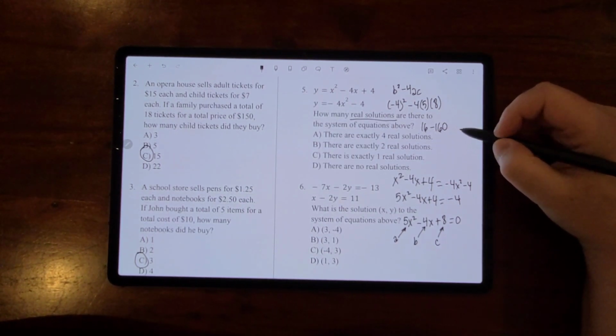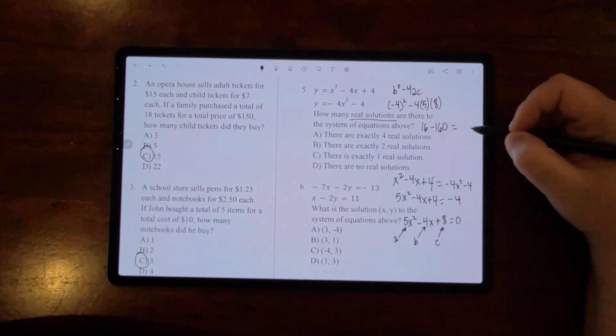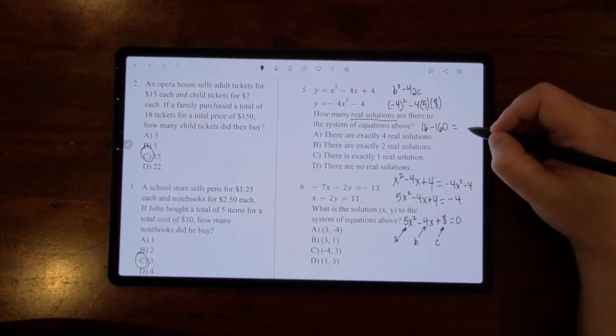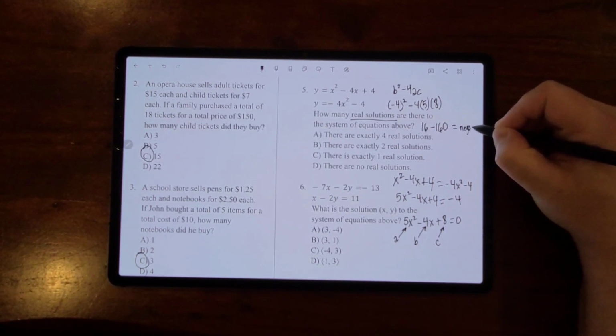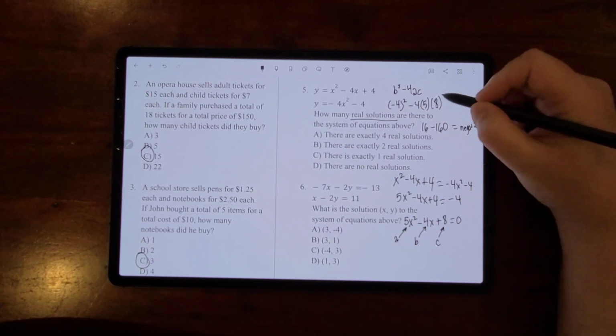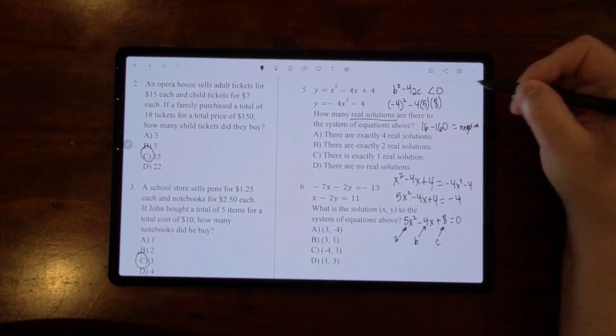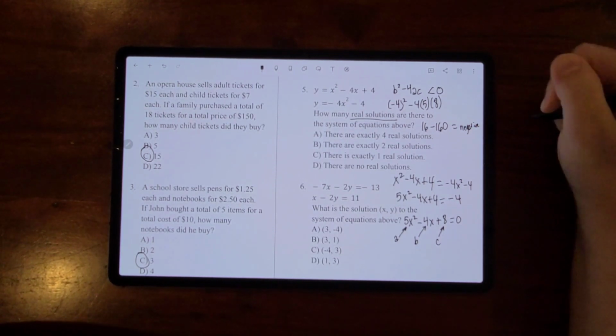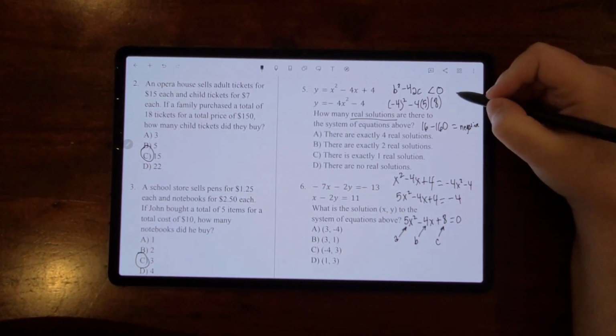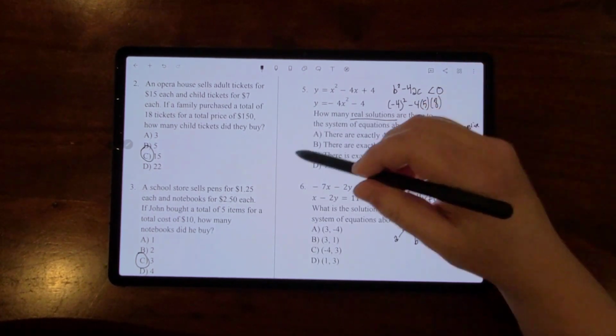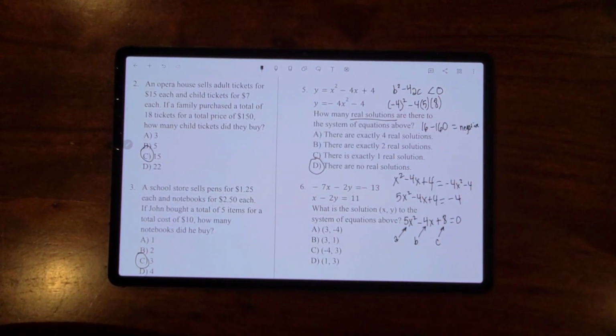So this, you don't even actually have to solve all the way through. I just know this is going to be a negative number. You can if you want to. So I'm going to get a negative answer, something that is less than 0. So this whole thing ended up being less than 0. When that happens, that means you have no real solutions. So it would be D.